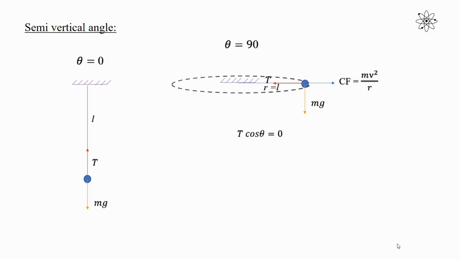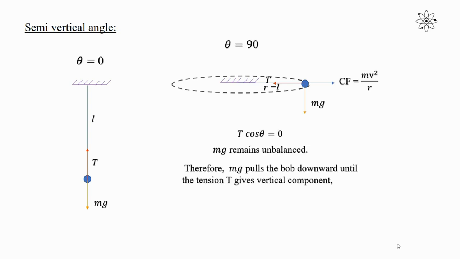So according to Newton's law, mg remains unbalanced. So the unbalanced force, that is mg, pulls the bob downward until the tension T gives the vertical component, that is T cos theta, which is equal to mg. From this you can understand, student, the conical pendulum cannot have the semi-vertical angle equal to 90 degrees. The same is true for the sling also. So student, I ask you to think over and write in the comment box.